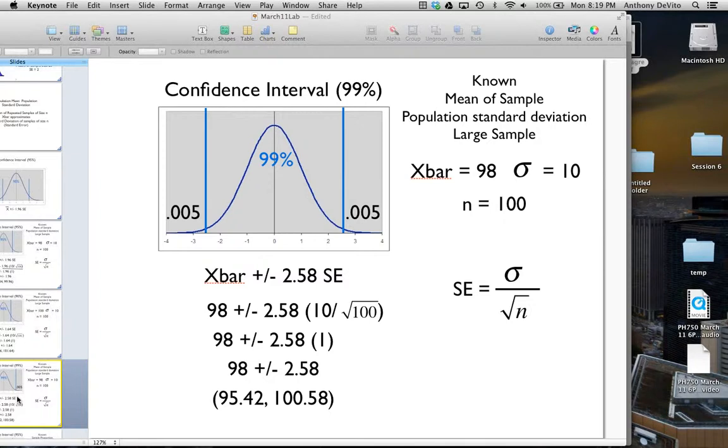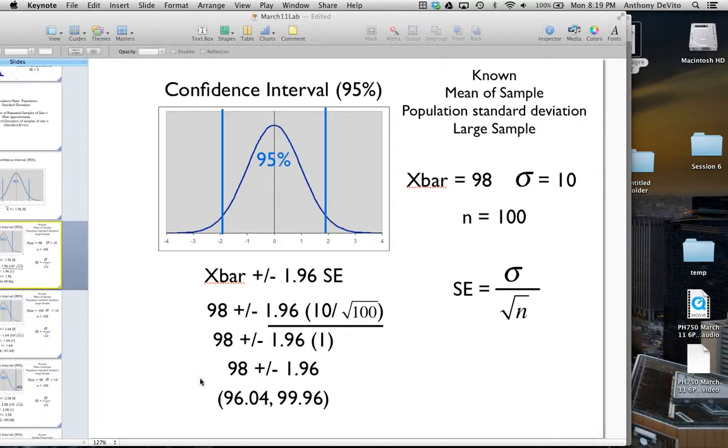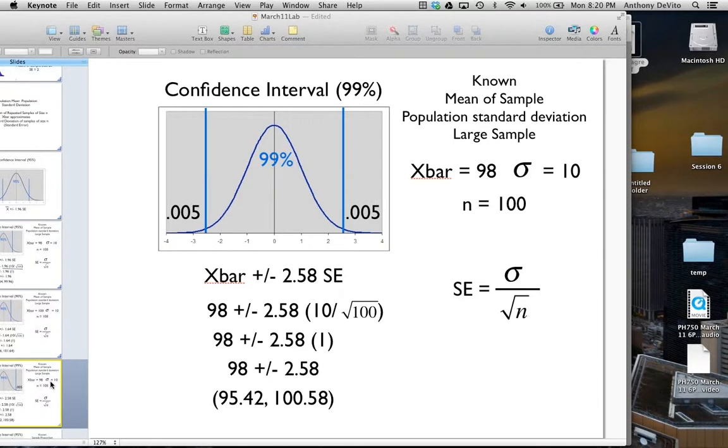Should I make that a wider range or a narrower range to be more confident? What do you guys think? Wider or narrower? In other words, before it was 96 to 99. Should I make that a wider range or a narrower range if I want to be more confident of catching the mean? Right. You want it to be a wider range. A wider range is going to be more certain of capturing the population mean.